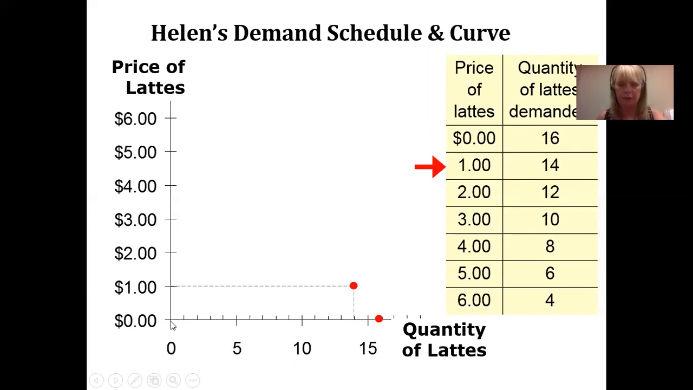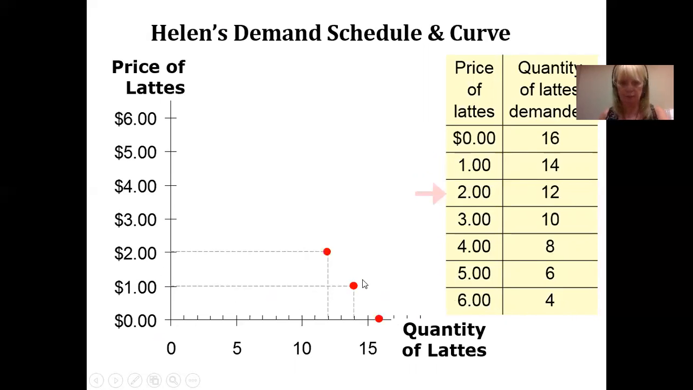So on the vertical axis, we go up to $1, and then we go over to 14, and this is our second point. We go up to reflect the price, 1, 2, 3, 4, 5, 6, because price is on this vertical axis. We go over to reflect the quantity from 4 up to 16, because quantity is on this horizontal axis. And where the two intersect, $1 intersects with the 14 quantity, that's where our point goes.